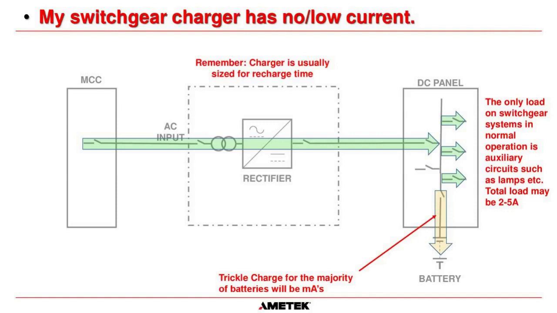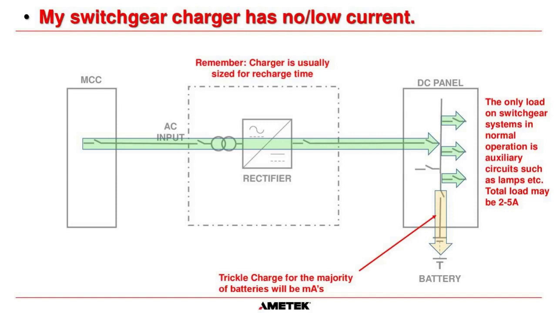Okay. The trickle charge for the battery is going to be very small as well, depending on the size of the battery. It's going to be usually milliamps. So in most circumstances, the load on your switchgear system is not going to be any more than 2 to 5 amps. And sometimes if you have an analog meter, that's not going to show very well.